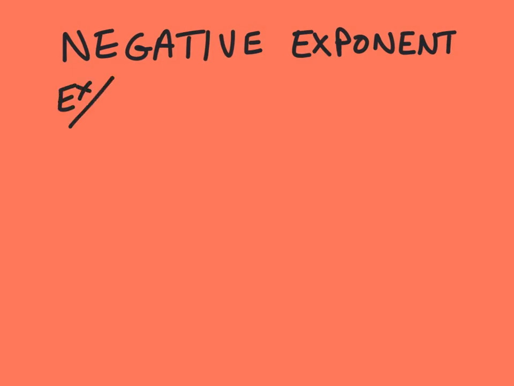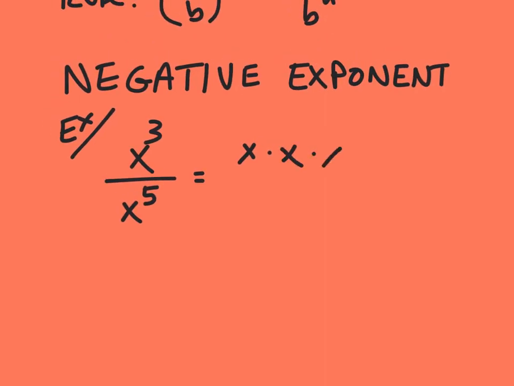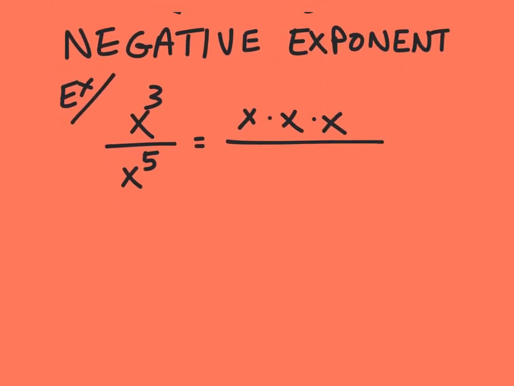We're going to use the quotient rule on this, and I'm going to write it down twice. I'm going to write down x cubed over x to the 5th power, and I'm going to do it one way, where we expand it out. I'll write this as x times x times x over x times x times x times x times x. So in my numerator, we've got x cubed. In my denominator, we've got x to the 5th.